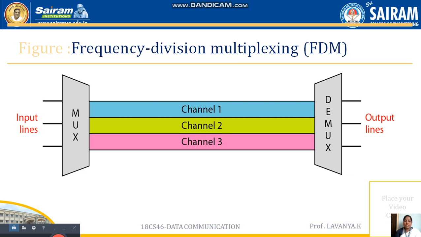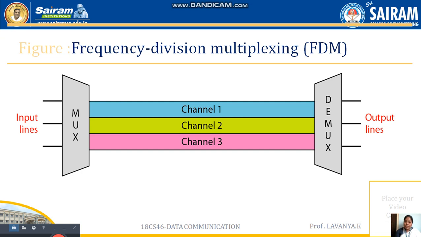Then this is frequency division multiplexing. As of now I told that in frequency division multiplexing, the input is taken as an analog input. Then every analog input contains many channels. Here can you see the diagram? The diagram contains channel 1, channel 2, channel 3 and so on.